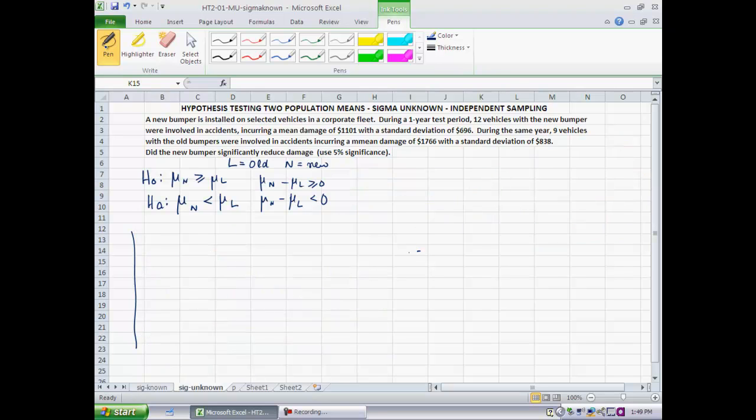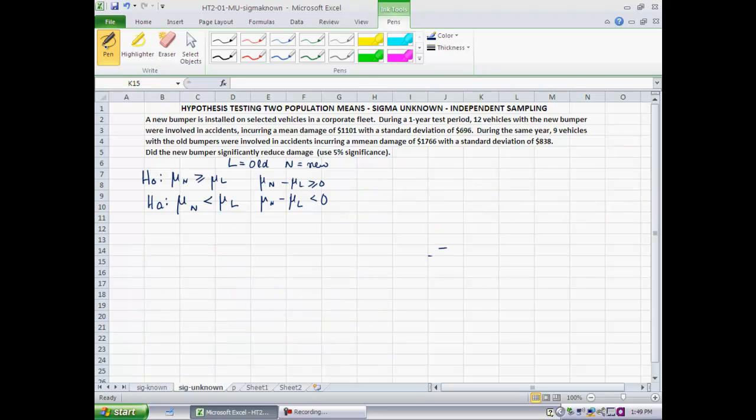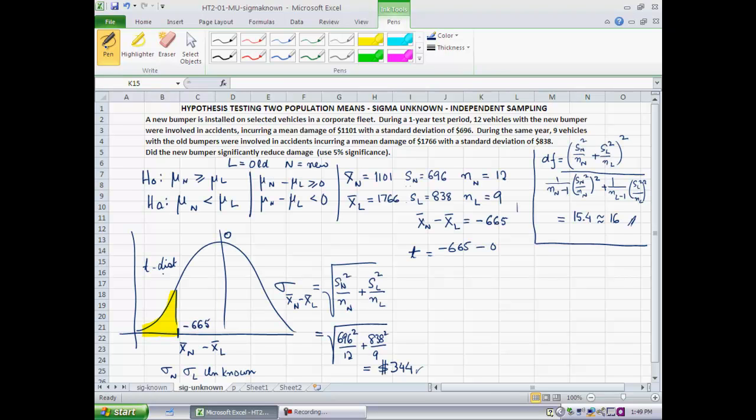So I'm looking to check if the $665 is in fact significantly different from 0, because the null hypothesis is true as an equality. Remember, all hypothesis testing starts off with the assumption that the null is true as an equality. In this case, if the null is true as an equality, then mu n minus mu l would be strictly equal to 0, which is the middle of the t-distribution here, you can see.